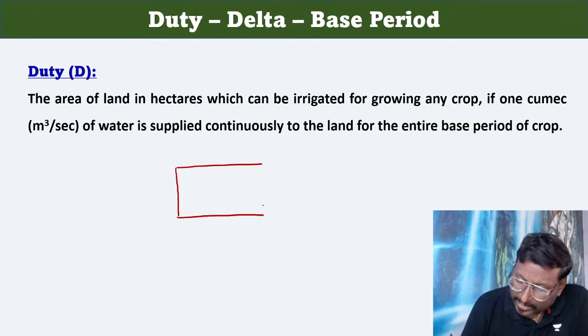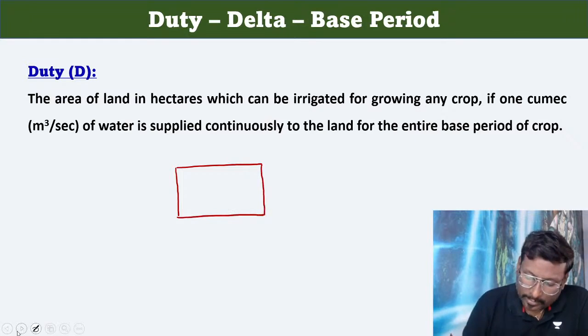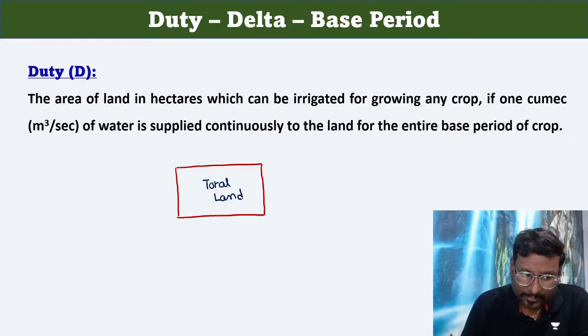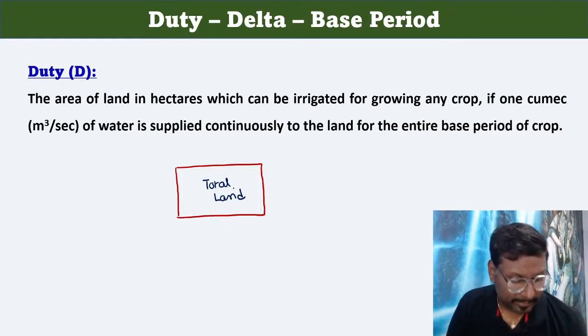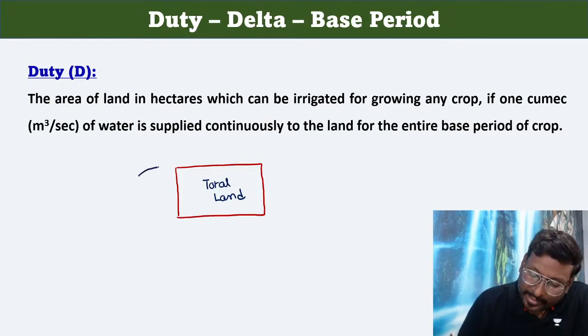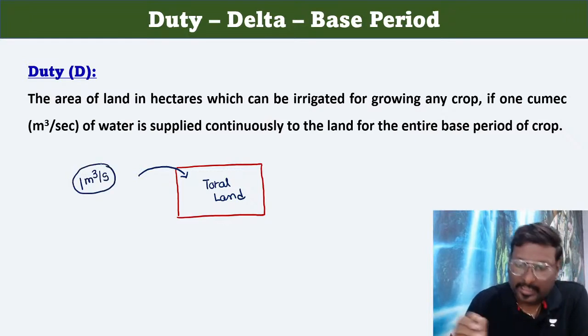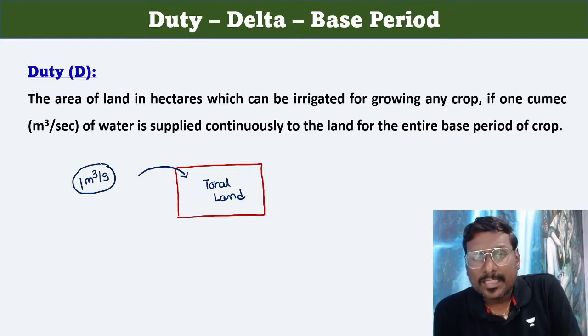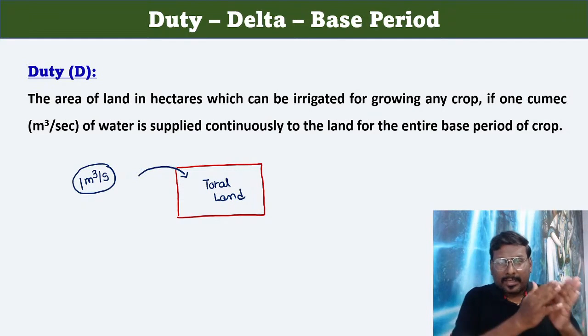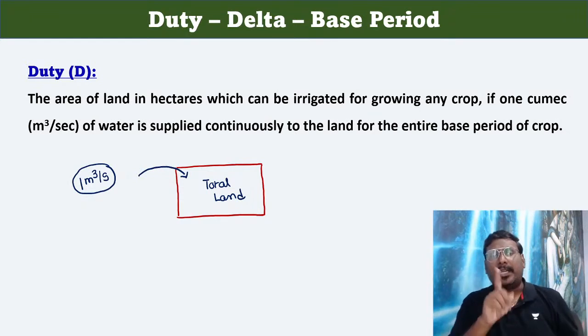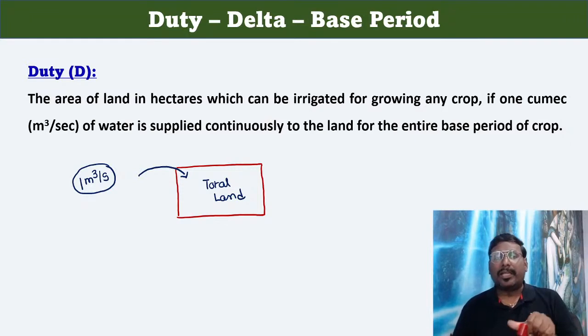This is the total agricultural land available. In this total land, every day, every second, throughout the base period, you are supplying 1 meter cube per second of water. You are supplying 1 meter cube per second for the entire base period. For example, base period is 100 days. Throughout the 100 days of base period, you are giving 1 meter cube per second.